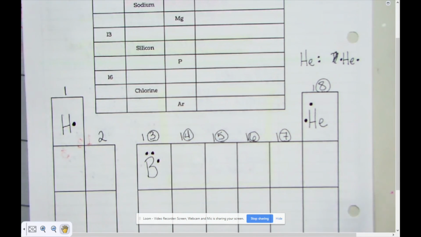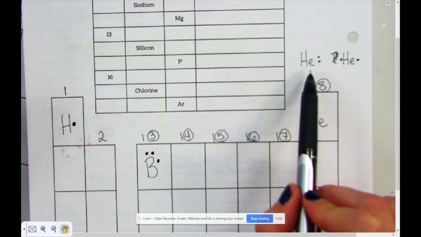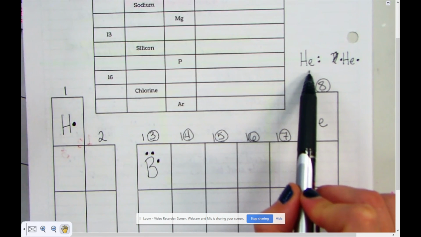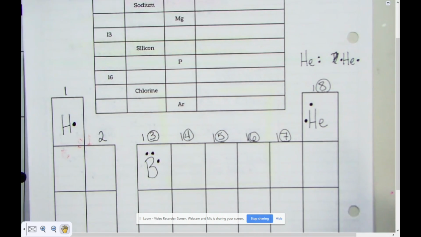Yes? Would it be wrong if you put the same model? Like instead of putting... No, so this right here, that's totally fine. Okay? You just can't have more than 2 per side.